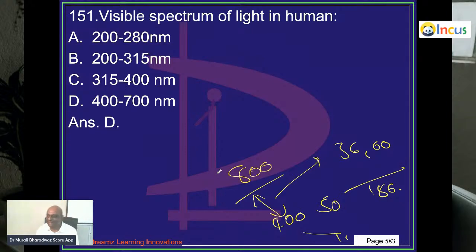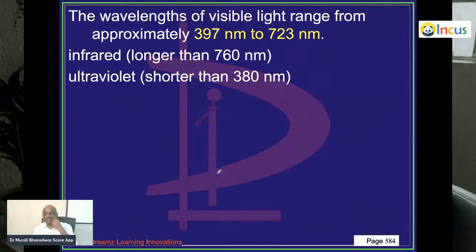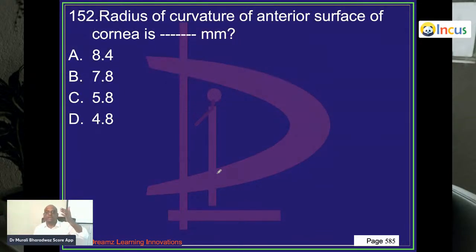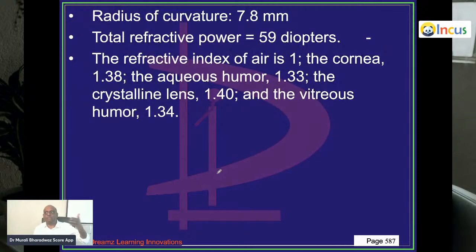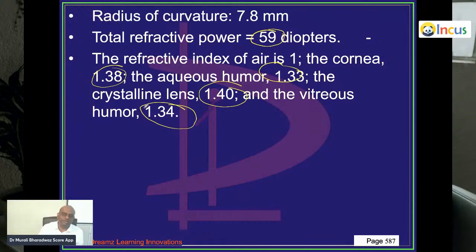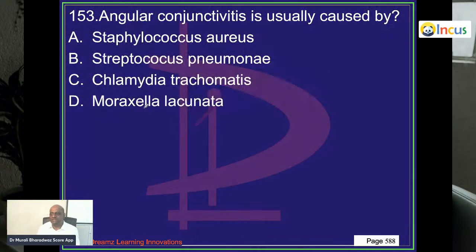So visible spectrum of light is 400 to 700. Infrared means longer than 760. Ultraviolet means shorter than 380. What is the radius of curvature of the cornea? 7.8 mm. No intelligence needed. Total refractive power, 59 diopters. Refractive index of cornea, 1.38. Aqueous humor, 1.33. Lens is 1.4. Vitreous humor is 1.34. You have to bite and remember these numbers.